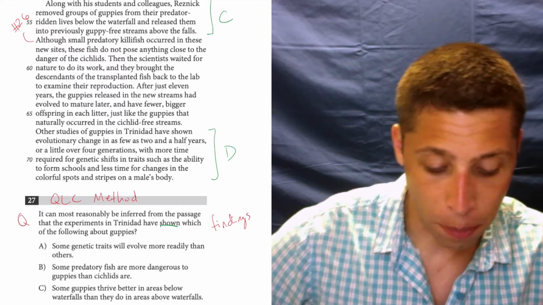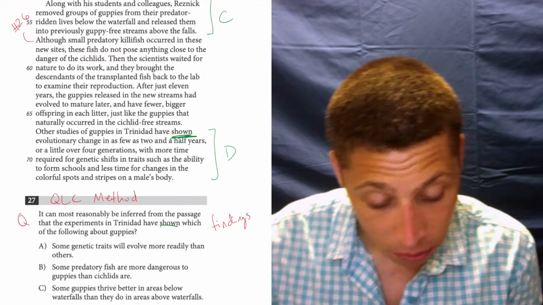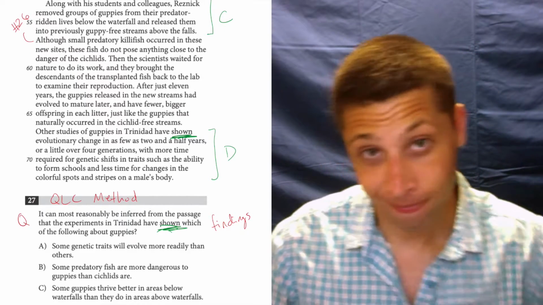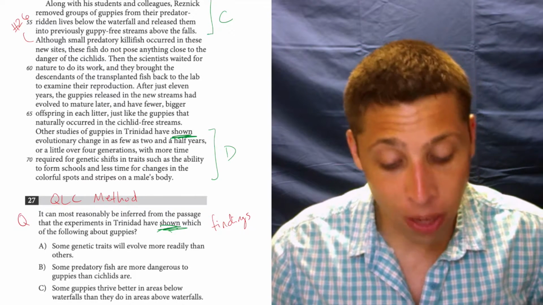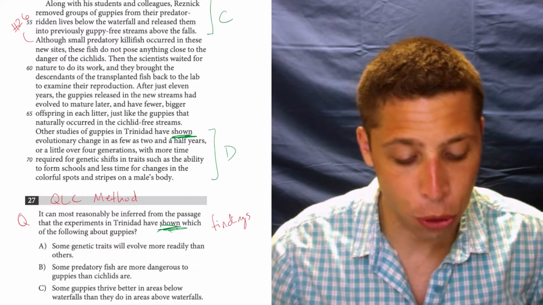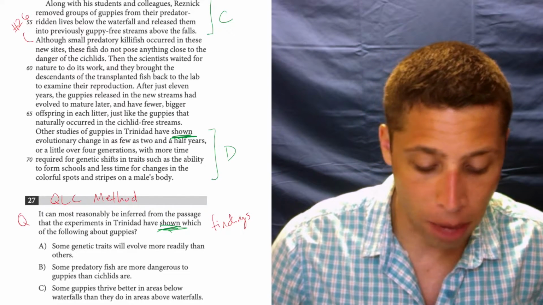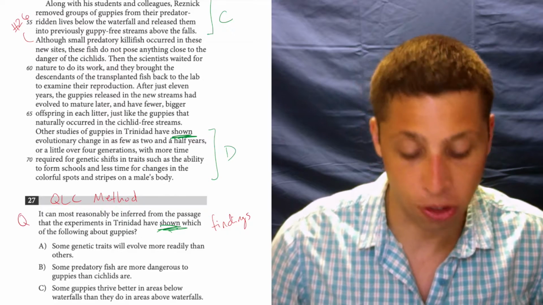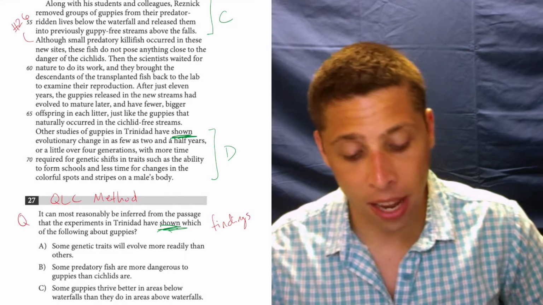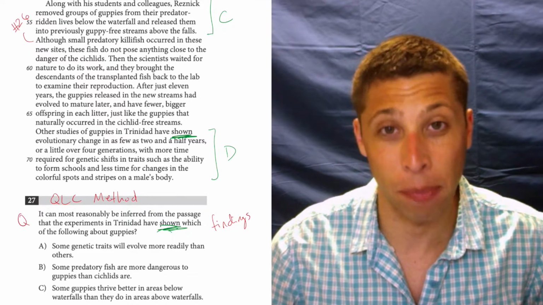Other studies of guppies in Trinidad have shown, it's convenient, have shown evolutionary change in as few as 2.5 years, or a little over 4 generations, with more time required for genetic shifts in traits such as the ability to form schools, and less time for changes in the colorful spots and stripes in a male's body.